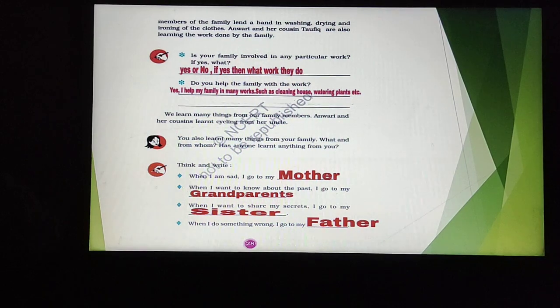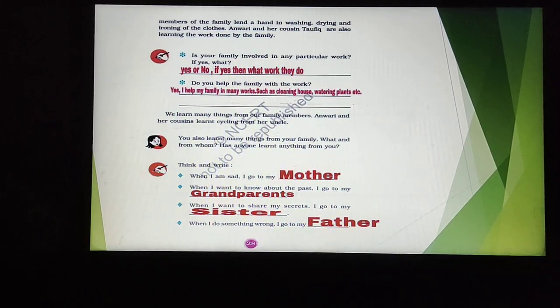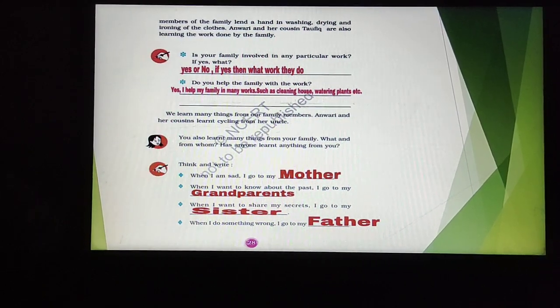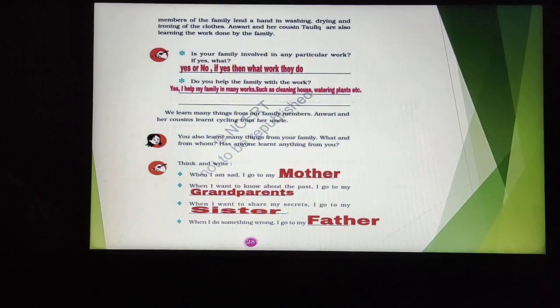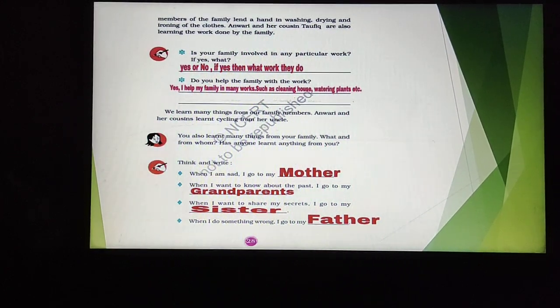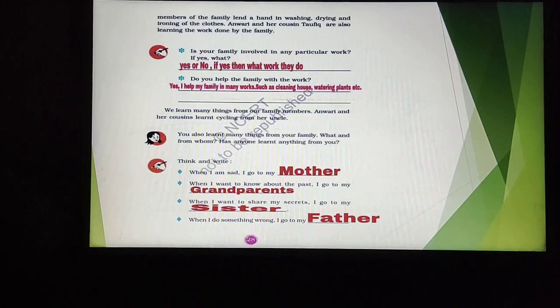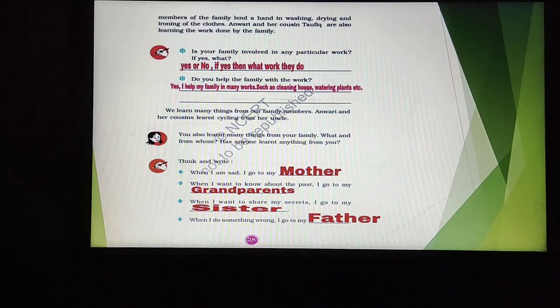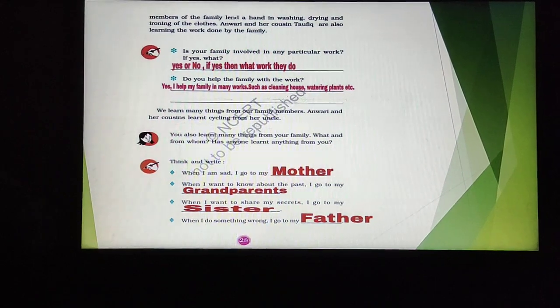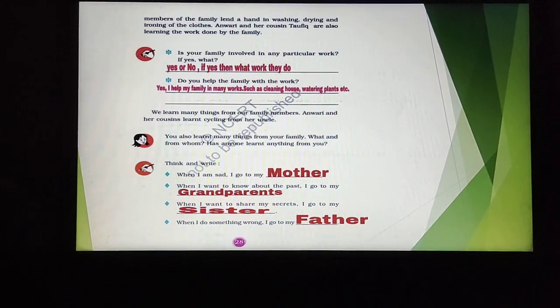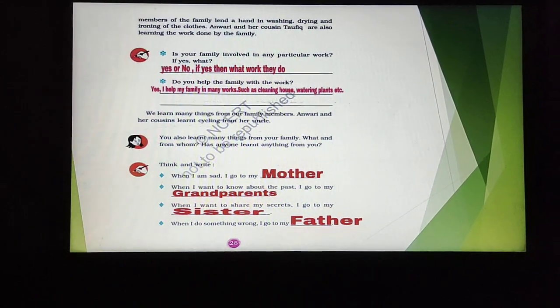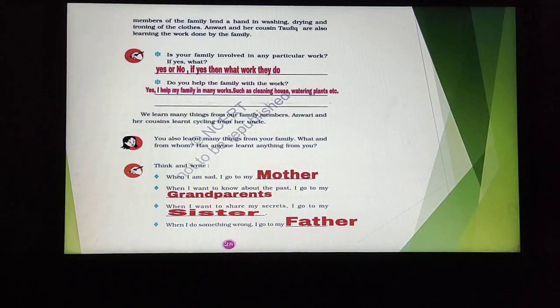Which work were they busy in? In the work of dhobi. The entire family works as dhobi. They wash the clothes, they dry the clothes, and after drying they iron the clothes. And then Anwari and her cousin Tawfiq, who was the cousin of Anwari, they both were also learning the same work from the family.